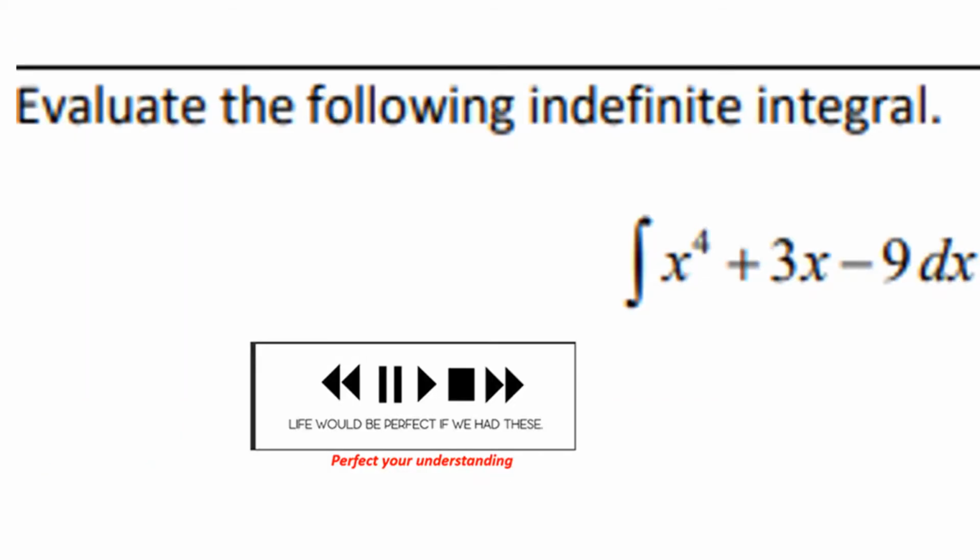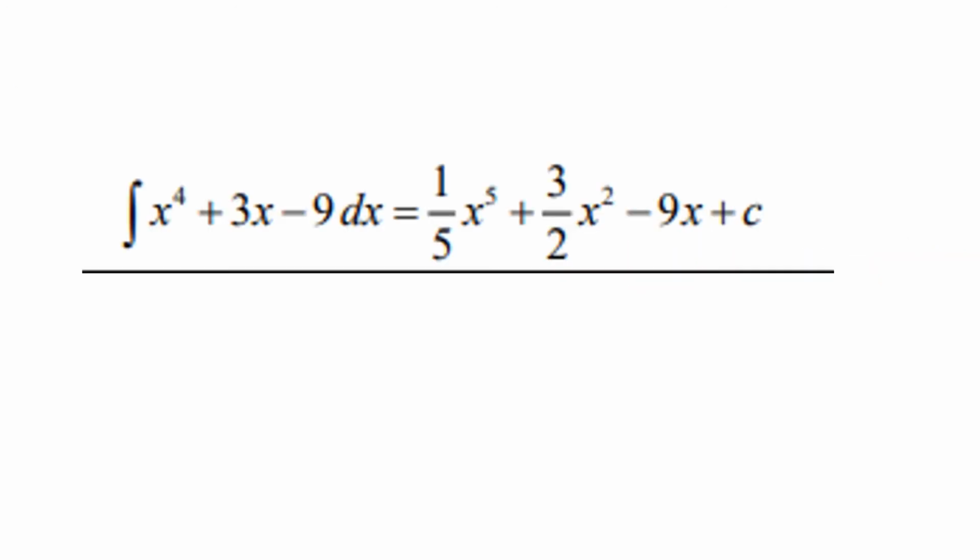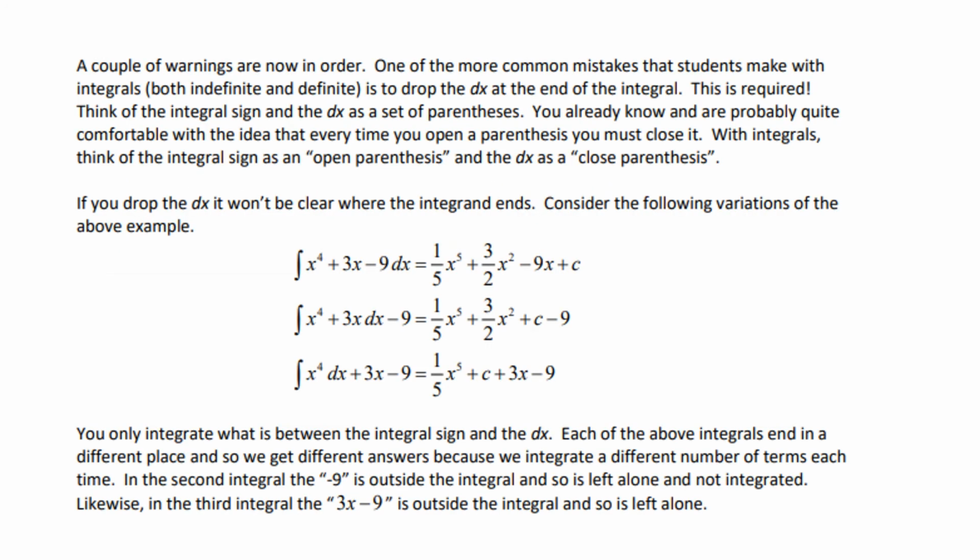So here's a problem now posed in the new notation. Evaluate the following indefinite integral. So this is the indefinite integral of x to the fourth plus 3x minus 9 dx. You know what to do. Let's see how you did. And you see, this is the answer that you write. That's the same problem that we did before, but with the new notation.